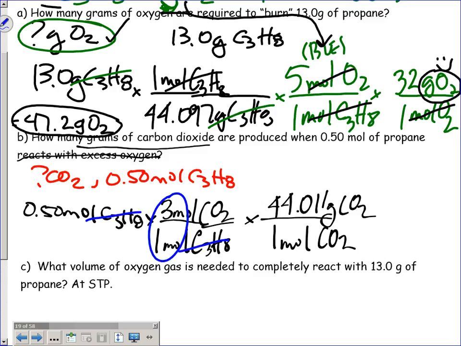And then she said, okay, I'm in moles of carbon dioxide. My question goes to grams of carbon dioxide. And so the relationship between moles and grams is molar mass. Molar mass of carbon dioxide is about 44 grams. And moles of carbon dioxide cancel. Question, Lindsay?